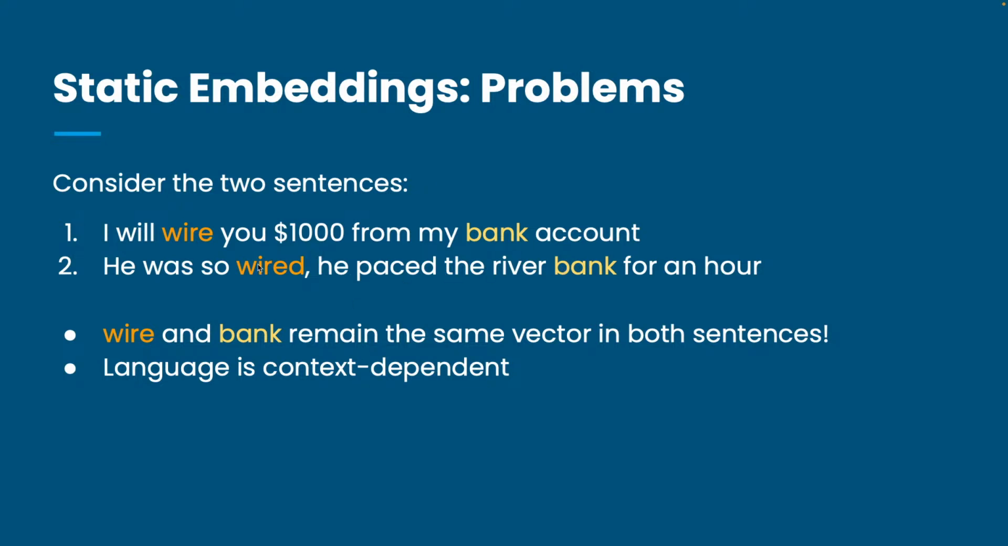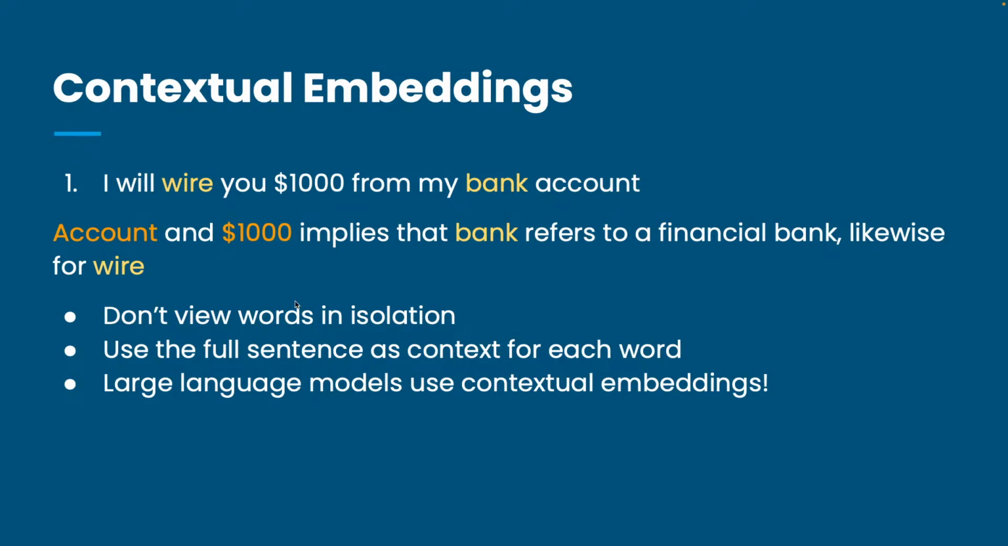Language is very context dependent. The same word can have different meanings in different contexts. And so we need to develop a version of embeddings that is not the same no matter what context, but rather depends on the context. And this is exactly what large language models do. Large language models use contextual embeddings. What are contextual embeddings? This is exactly what we just discussed.